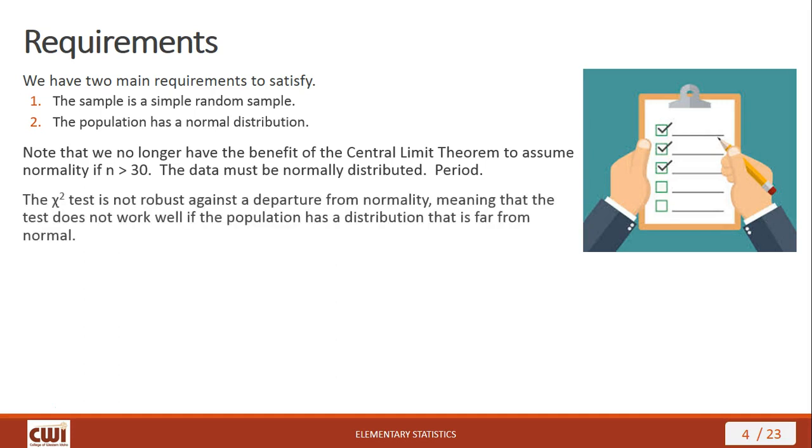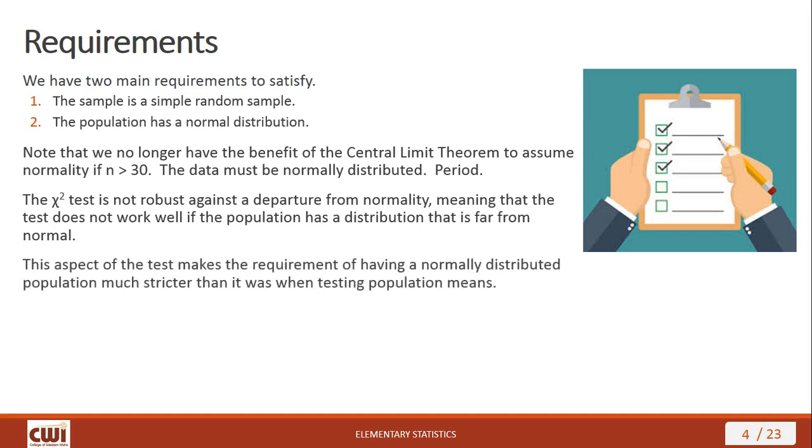The reason for this is that the test that we've devised using the chi-square distribution is not robust against a departure from normality. What that means is that our test isn't going to work very well if we don't have normally distributed data. And that's why we're being pretty insistent on having this requirement met. So we have to insist on it pretty strictly in order to actually use the methodology for this particular application.